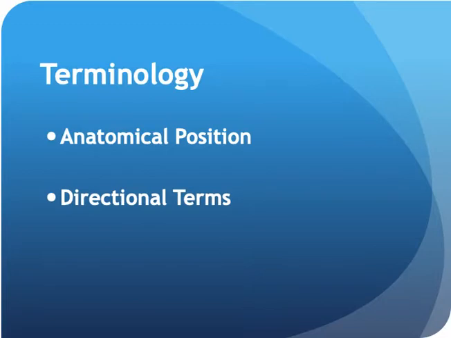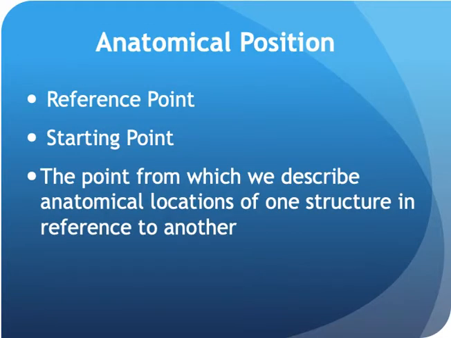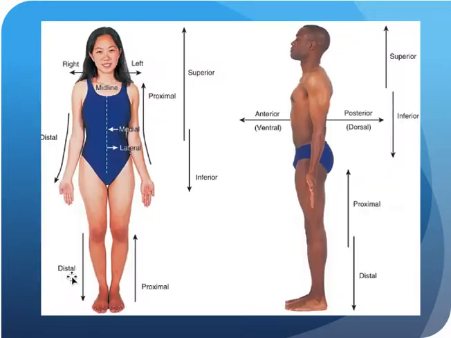And again, these are going to be really, really important when we get to the bones and when we get to the muscles. Okay, so anatomical position is basically just a starting point or a reference point. It's the point from which we describe anatomical locations of one structure in reference to another. And for me, my main job is as a chiropractor, so you get MRIs and you get reports from different doctors and things like that. And this terminology allows us to make sure we're all on the same page.